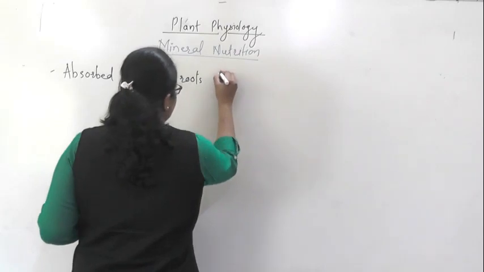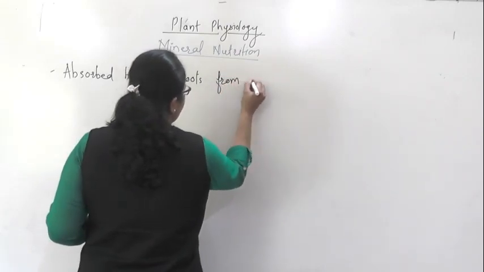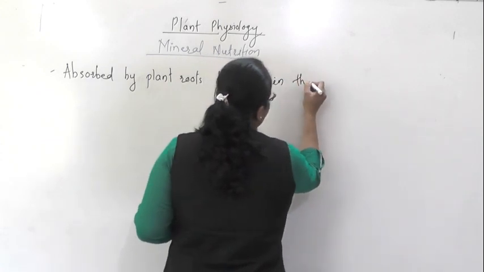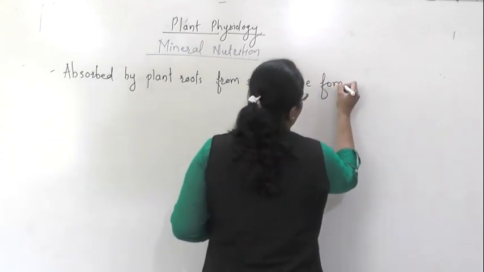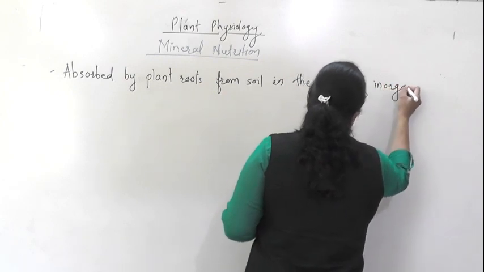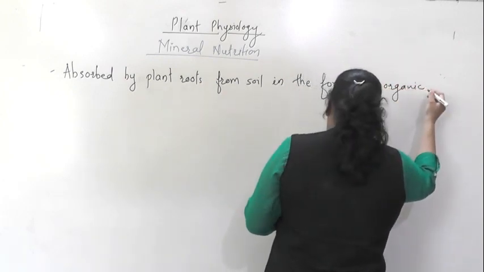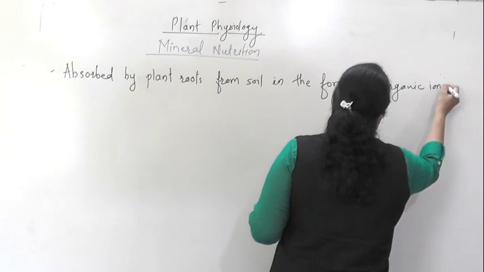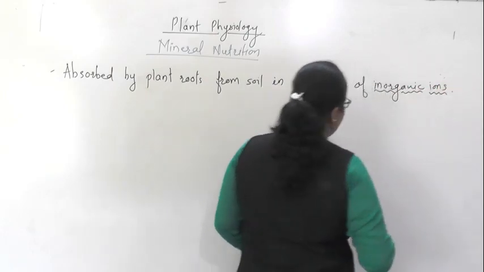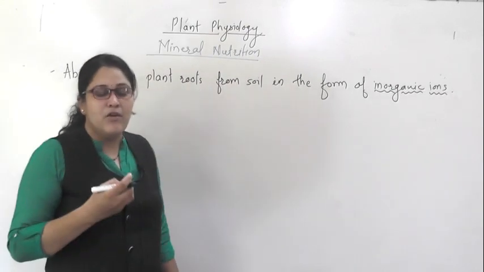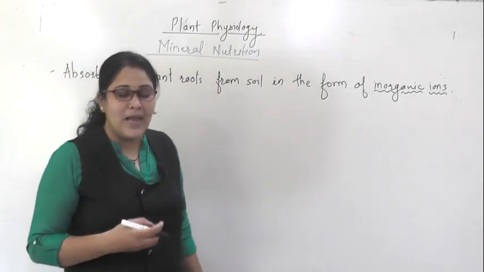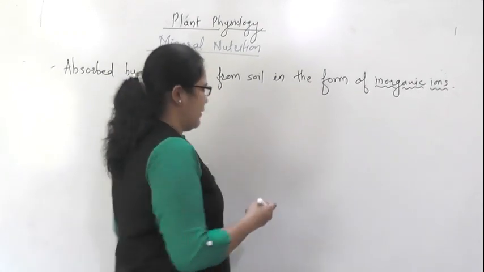Absorbed by plant roots from soil in the form of inorganic ions. They are absorbed in the form of inorganic ions. When we study all these minerals, at that time we will discuss which is the absorbable form of each specific mineral and in which form they are used by plant.